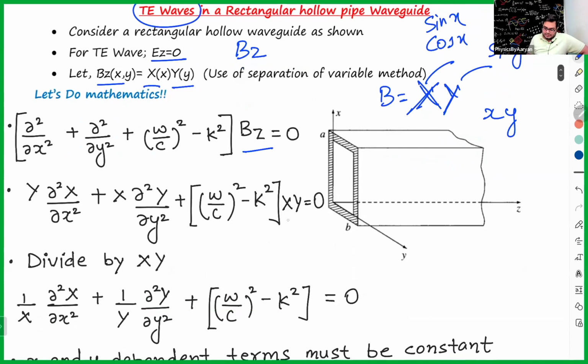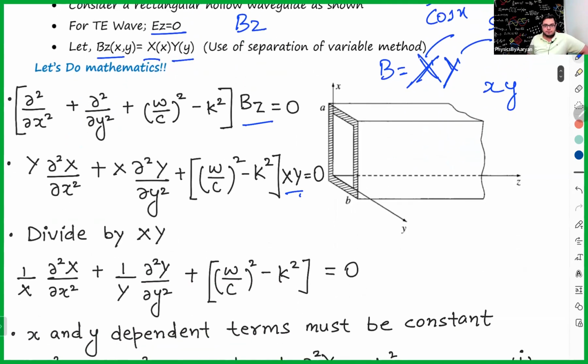So let's put our Bz as capital X, capital Y. If I put my Bz as capital X, capital Y, then here I will get XY. Since it is a derivative with x, I can keep my Y common, and I will get ∂²X/∂x². Again, I will also put my XY here. Since it is a derivative of y, keep X common, and I get ∂²Y/∂y². And this thing is constant, so let's write this as a constant and multiply it with XY. The only thing that I have done is replace my Bz with XY.